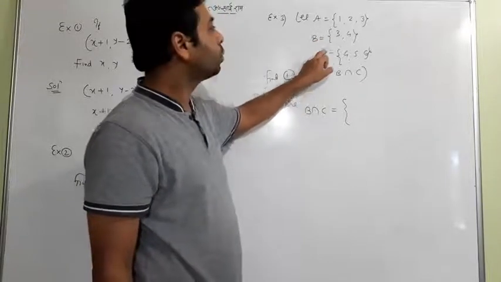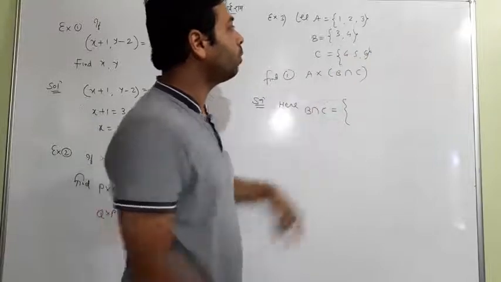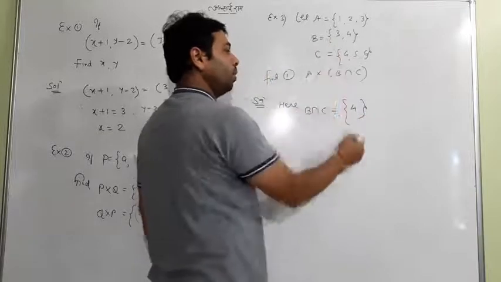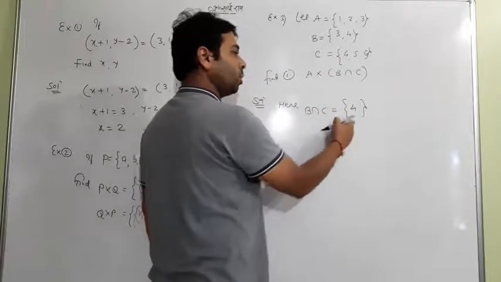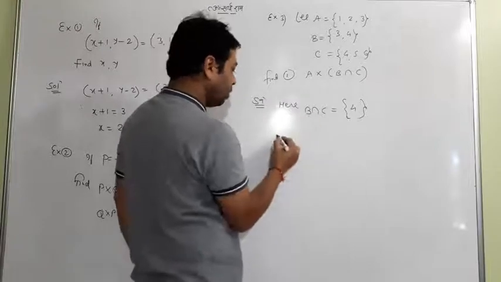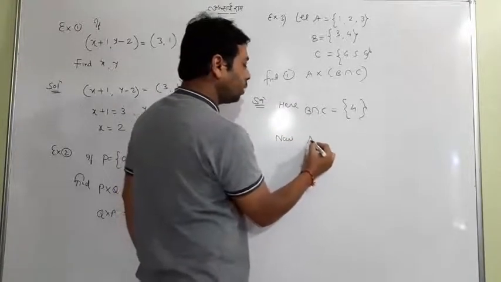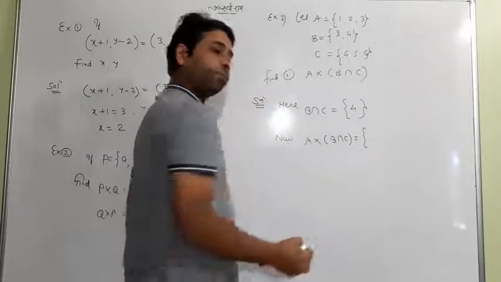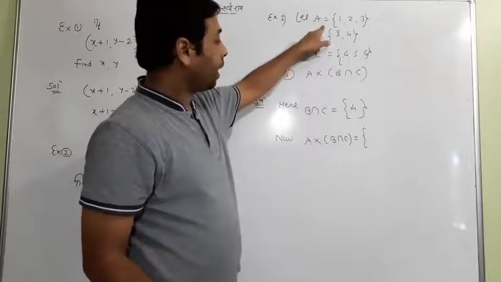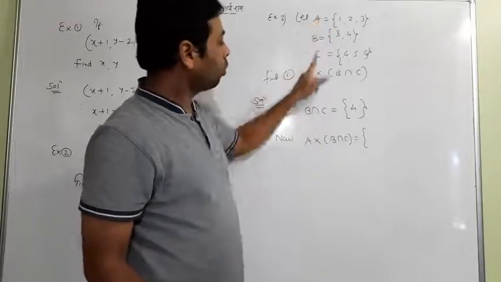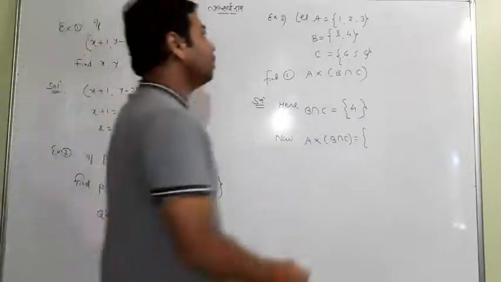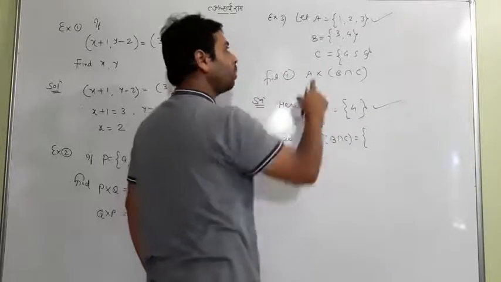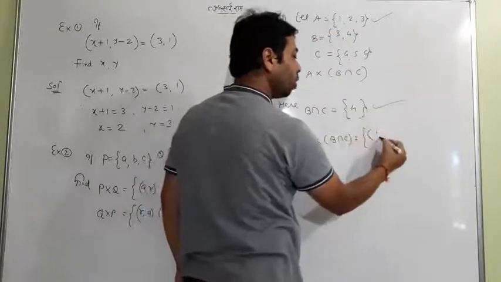It's the common elements. B is 3, 4 and C is 4, 5, 6, so only 4 is common in B and C. So I have written B intersection C. When I have completed B intersection C, now you can find the requirement, which is A cross B intersection C, and it is also a set. So A is here and B intersection C is here. Now go through the same as I did before. First the element of A, then the second element from B intersection C. So first element of A, like 1, and 4. So it is 1 comma 4.